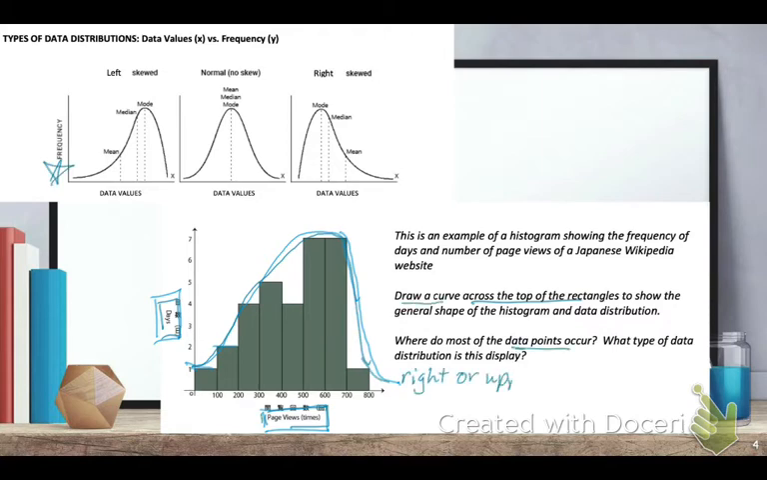So let's just get down. Where do most of the data points occur, at the right or the upper end? So we can look at this as a histogram, but we can also see that curve across the top, showing just what that would look like, and then that would be a left skewed distribution.